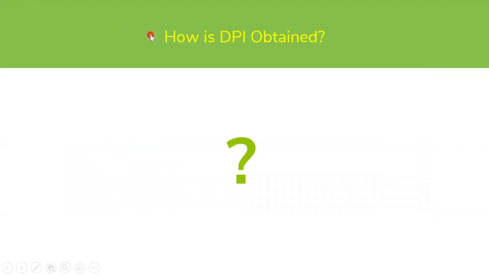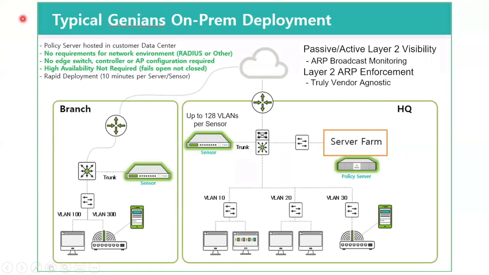So we've determined now that this information is critical. We determined what this information is that we want to obtain. Now we can discuss how we obtain that information from the network. If we look at the architecture of a typical Genie and NAC on-prem deployment, cloud deployment is almost identical, with the exception of your policy server being in the cloud instead of on-prem.